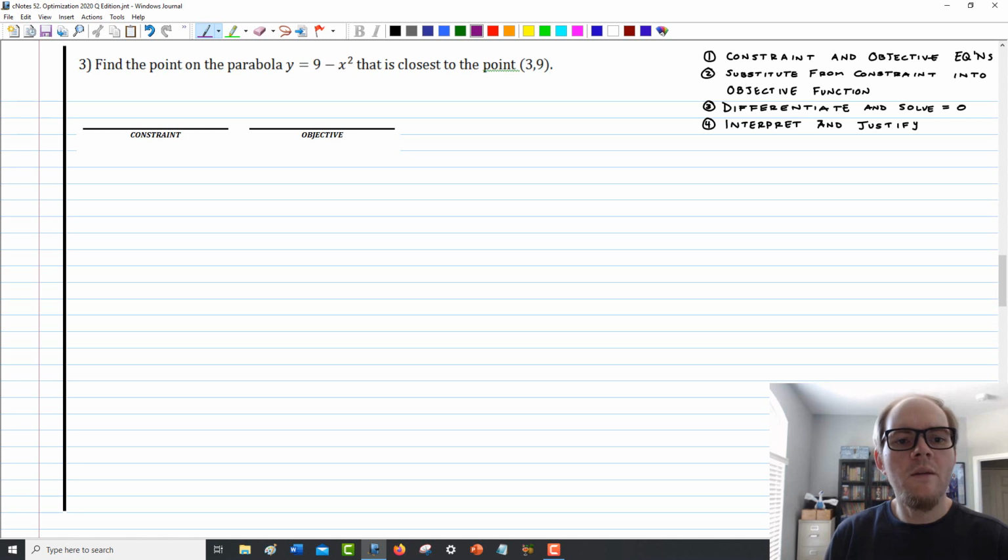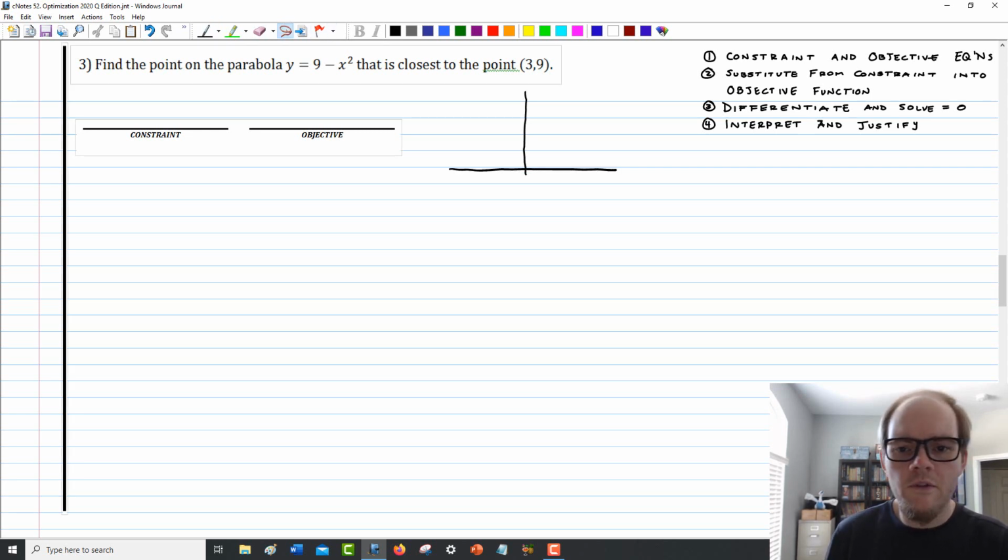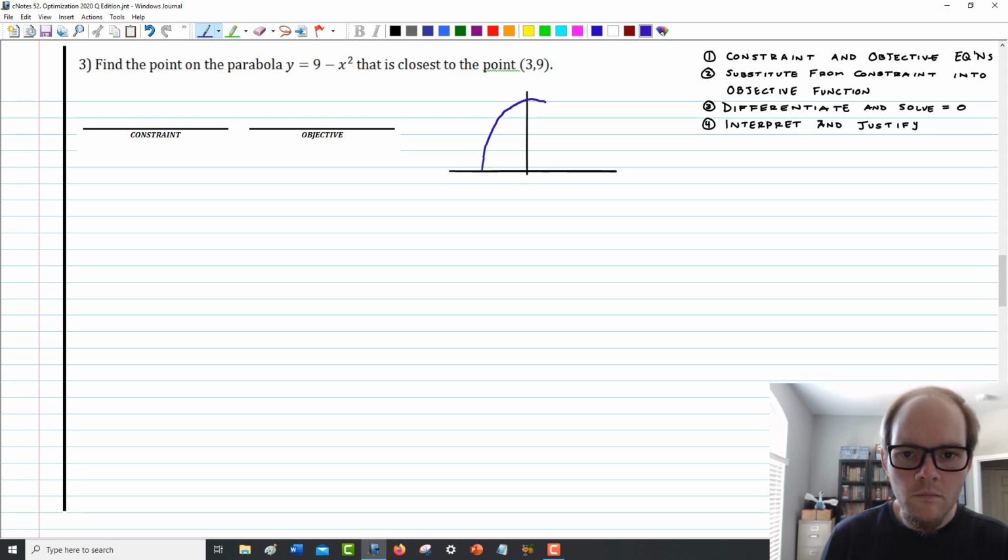So in here, we're asked to find the point on the parabola y equals 9 minus x squared that is closest to the point (3, 9). If we want to picture this situation, visualization is a powerful thing. We've got this 9 minus x squared parabola. Oh, what a glorious parabola. This point right up here is going to be the point (0, 9) on the parabola, and these will be -3 and 3 respectively.